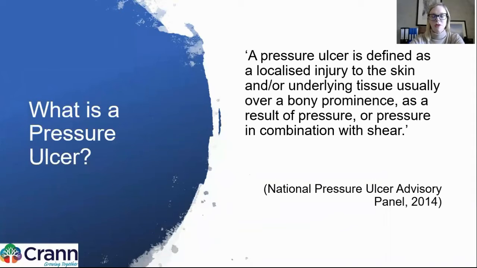So what is a pressure ulcer? A pressure ulcer is defined as an area of localized injury to the skin and or the underlying tissue, usually over a bony prominence, and as a result of pressure or pressure with shear. So not from friction. The friction was just in there so that you're aware of the difference. Basically it's injury to your skin, generally over a bony prominence, as a result of pressure or pressure with shear. So that's just what it is.